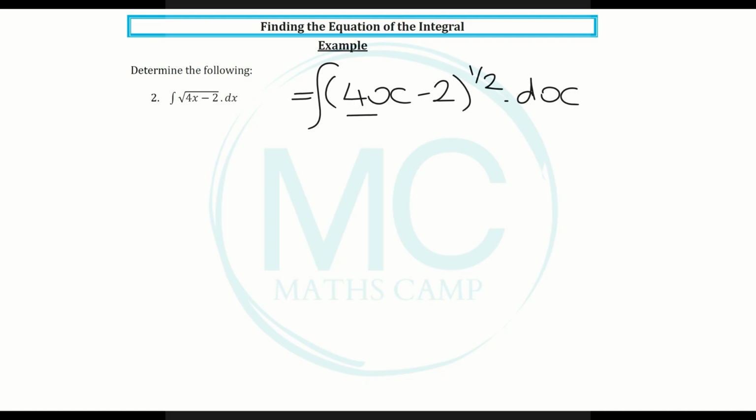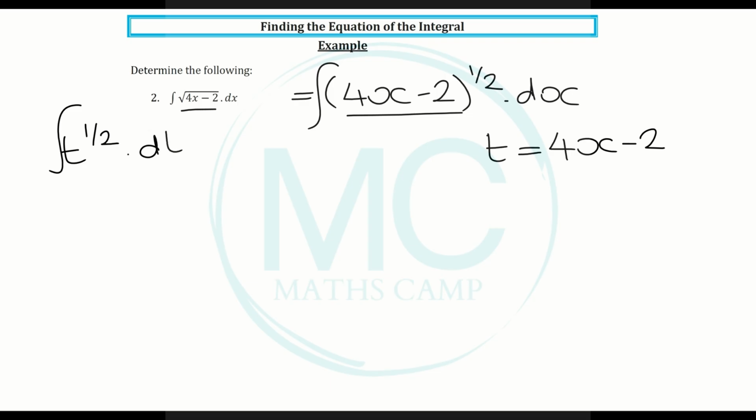So let's make our bracket t. I can say t is equal to 4x minus 2, which means that my equation is now going to be t with an exponent of 1 over 2. Let's integrate this. I'm going to have t with an exponent of 1 over 2 plus 1. This becomes 3 over 2, all over 3 over 2.